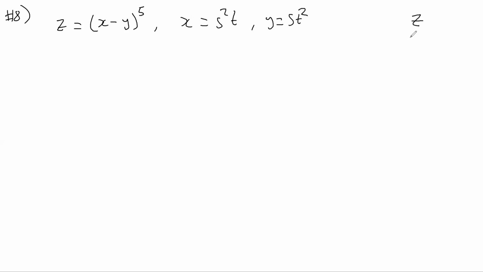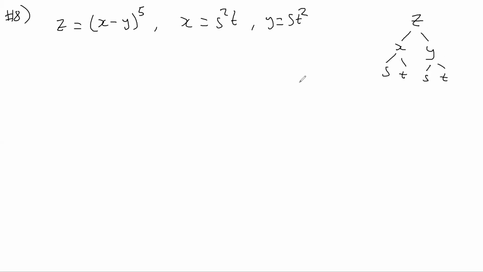So number 8, okay. For number 8, we have z equal to (x minus y) to the power of 5. And then we have x equal to s squared t, and y equal to s t squared. All right. So again, I'll start off by drawing out the tree diagram. So z is dependent on x and y, and then x is dependent on s and t, while y is also dependent on s and t.